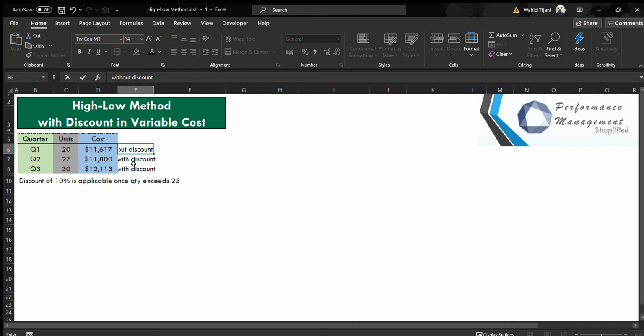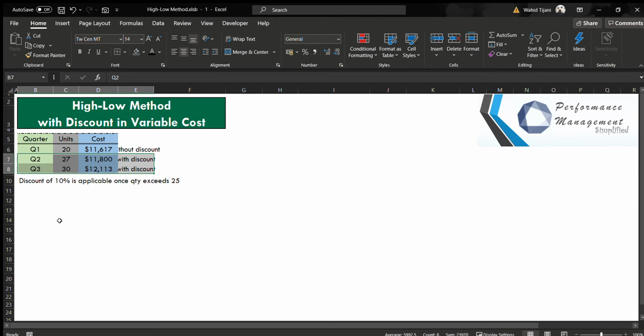So the first thing we have to do once we have situations like this is to identify coordinates with the same basis. What do I mean by coordinates with the same basis? Either you have situations where both coordinates include the discounts, or you have situations where both exclude the discount. If we do this now, our 2 points which we will be using for our high-low method will be 27 at Q2 and Q3, where we have 30 units. Why? Because they both include the discount. Then that will permit us to use our high-low method. So now we can start with our steps.